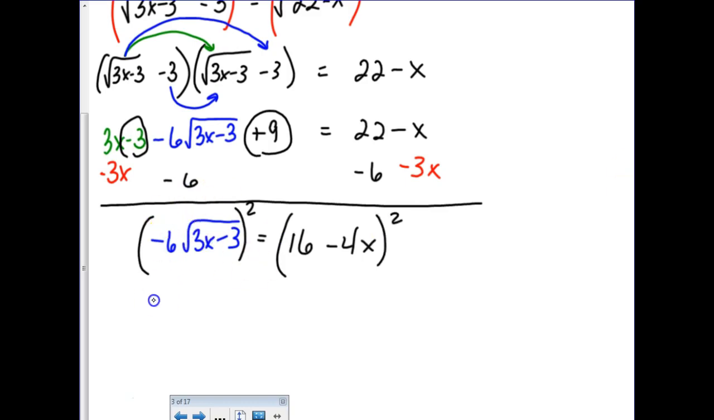Okay, so I want you guys to keep working on this one. Your next step looks like this. Negative 6 squared is a 36. And then when you square the square root, they just end up canceling each other.